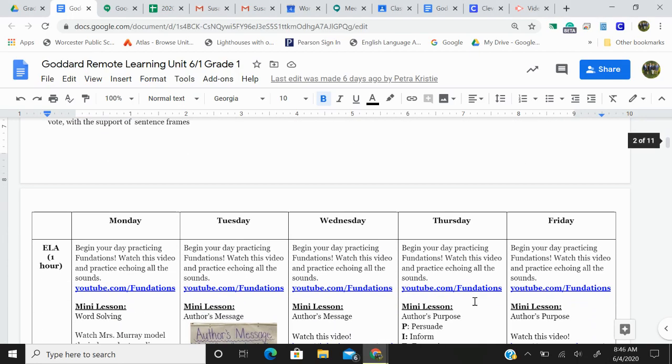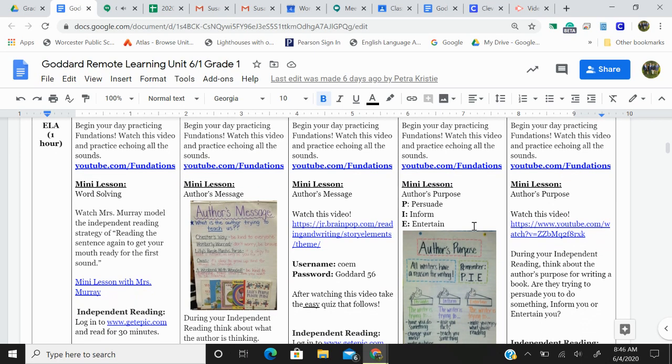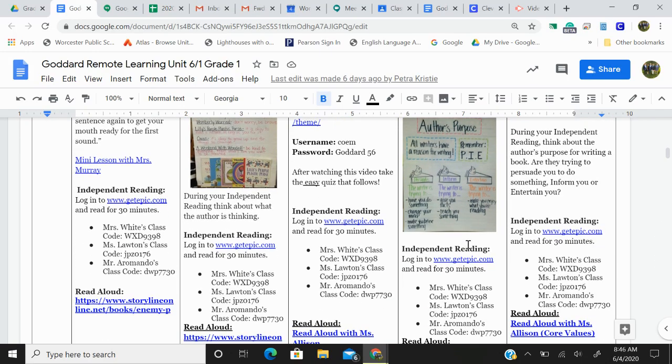So you're going to start with ELA as usual and start with your foundations. Click on this link here to practice foundations. Your mini lesson today is about the author's purpose. Do you remember PIE: persuade, inform, or entertain? The three reasons authors write a book.